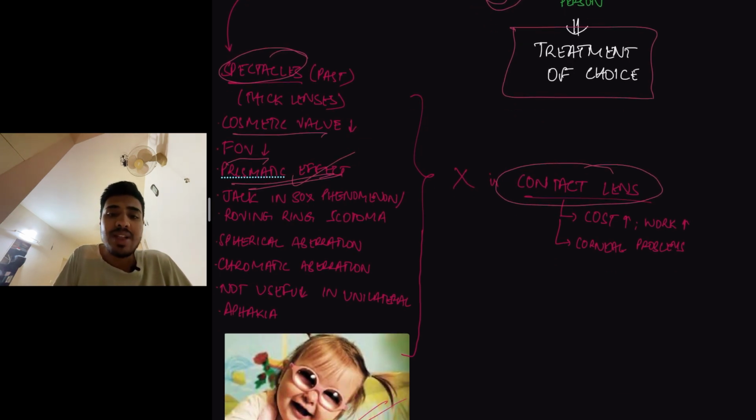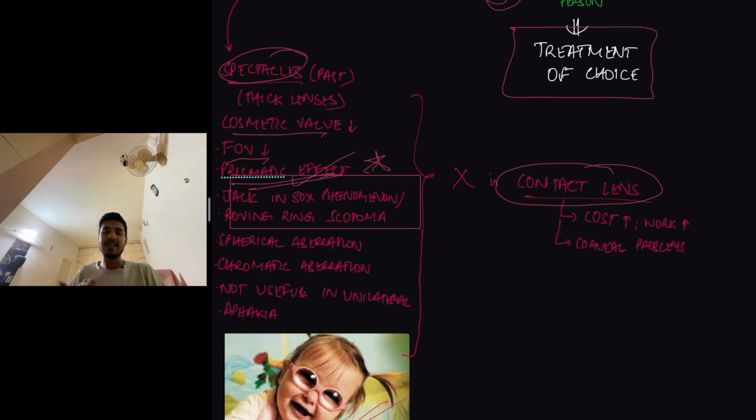Then there's something known as jack in the box phenomenon or roving ring scotoma that is characteristic of very thick convex lenses. When you use very thick convex lenses, example aphakic glasses, then you can see jack in the box phenomenon or roving ring scotoma. Then obviously very thick lenses, so spherical aberration, there'll be distortion spherically, there'll be chromatic aberrations because of color splitting.